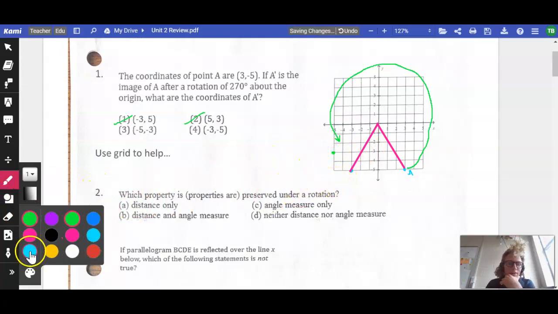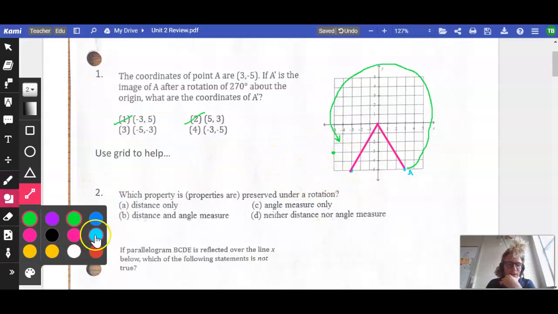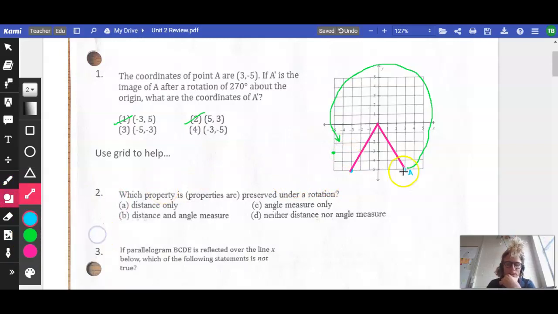Alrighty, now if I draw this line, so if I connect these lines, okay, so we go from A up to our center, and then from our center over to here. That looks more like 90 degrees. So just based on that, I'm going to go with 3. But here is the actual reasoning.